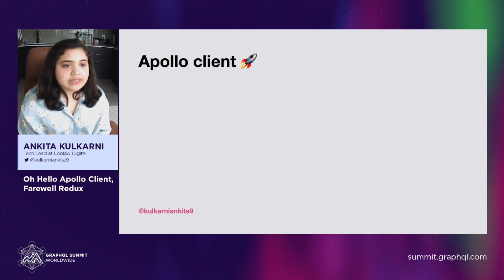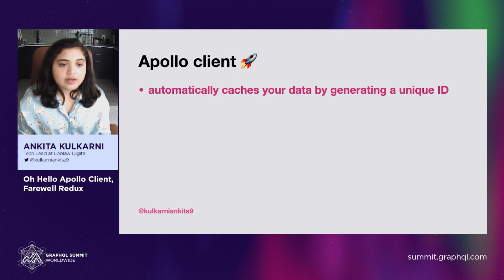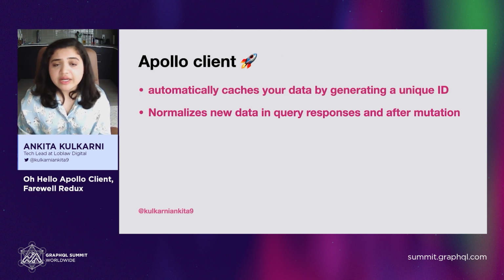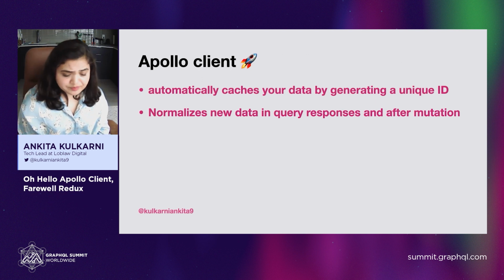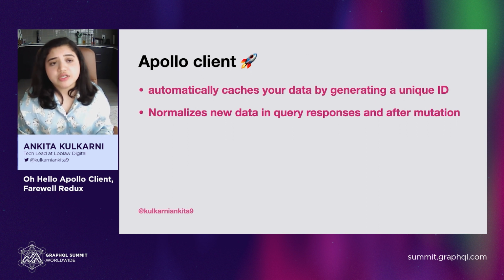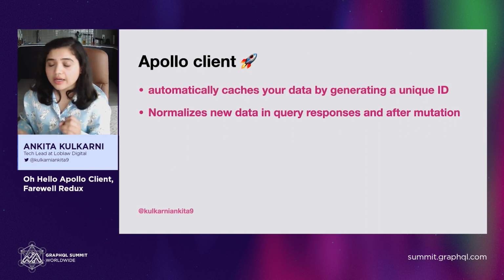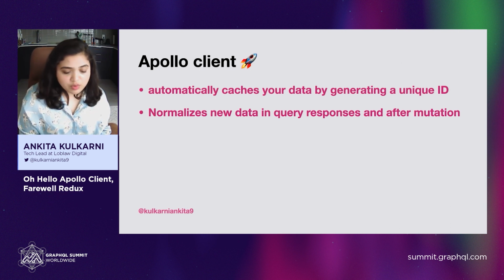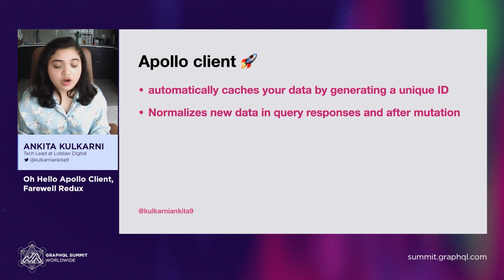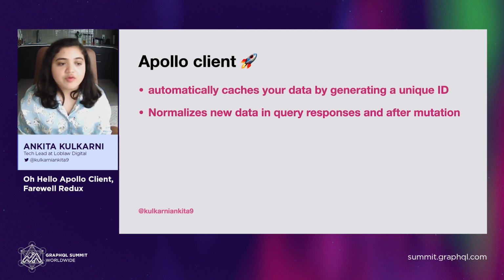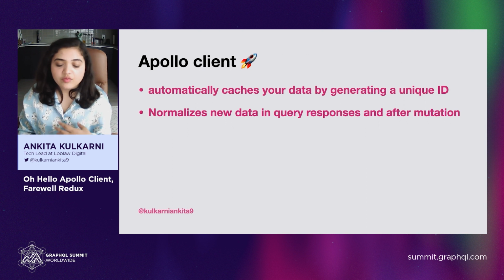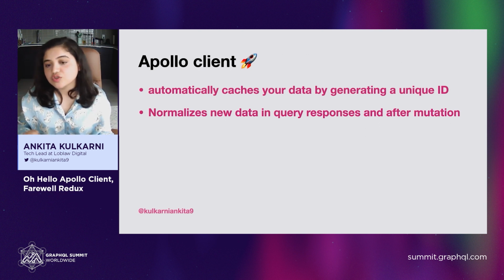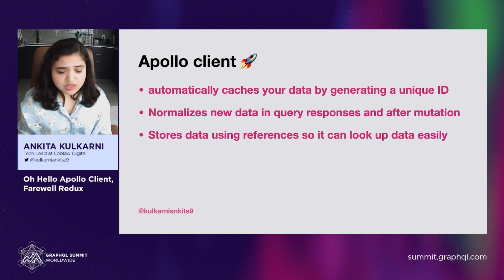So, what exactly does Apollo Client provide us? It automatically caches your data by generating a unique ID. It normalizes new data in query responses and after a mutation. The cache generates a unique ID for every identifiable object included in the response, and the cache stores the object by ID in a flat lookup table, right? Whenever an incoming request comes in with the same ID as an existing object, the fields of those objects are essentially merged. And because it stores data using references, it can also look up data quite easily, right?